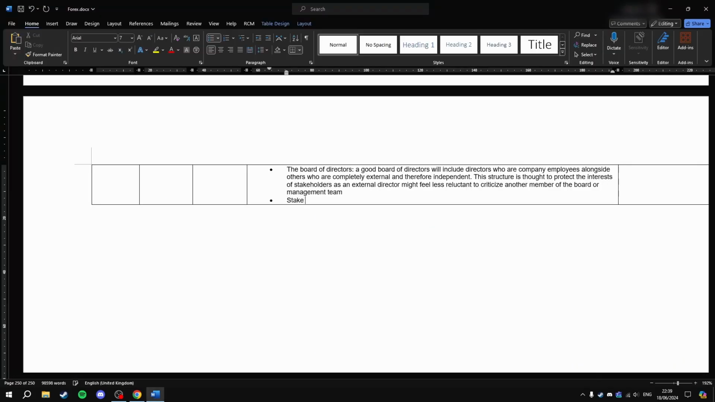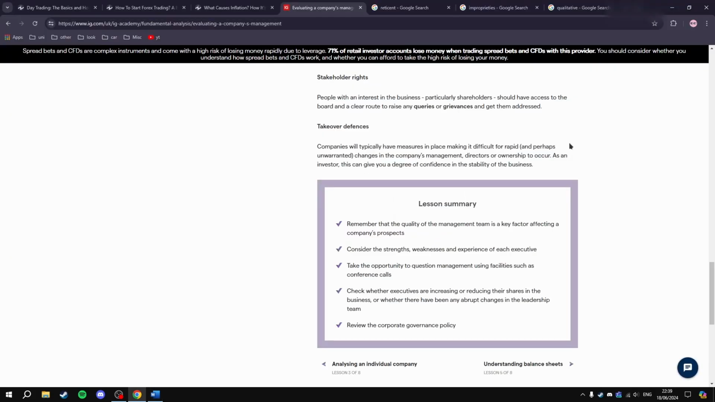Stakeholder rights. People with an interest in the business, particularly stakeholders, should have access to the board and a clear route to raise any queries or grievances and get them addressed.